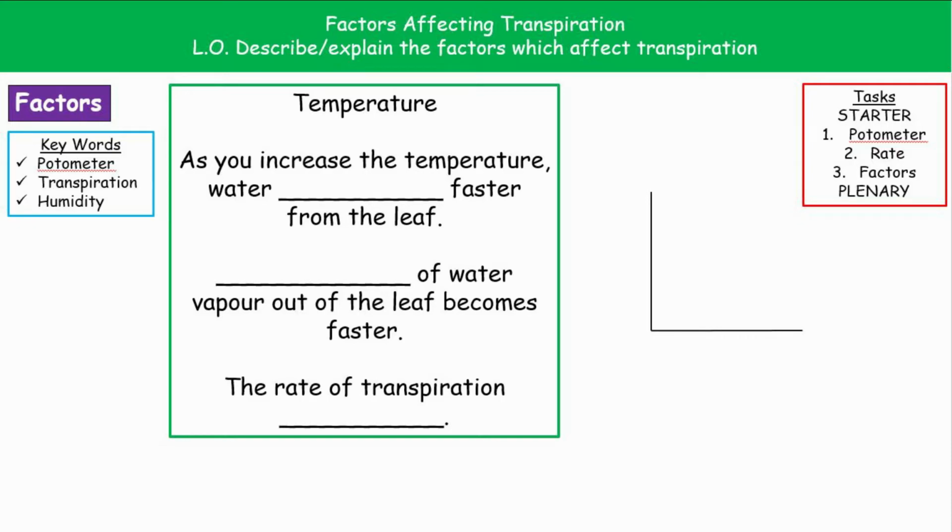So see if you can have a go at finishing off those 3 sentences about how temperature affects the rate of transpiration. And you'll notice I've just given you the axes for a graph there. See if you can sketch what the shape of the graph for temperature and the rate of transpiration would be. So let's see if we can get our axes the right way around and the shape of the graph. I'll give you about another 2 minutes to have a go at that.